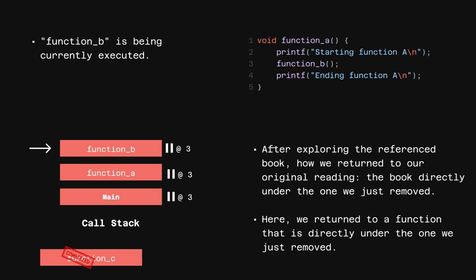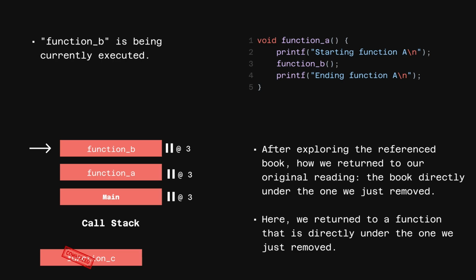Execution then resumes in the calling function, similar to removing a finished book from the shelf and returning to the previous one. We executed all the lines within function C, so we can say it has been fully executed. Now we remove it from the call stack and resume execution of the function that was paused below it, continuing from where we left off.